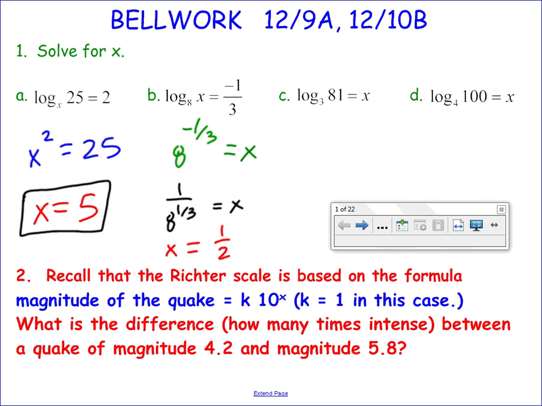Raise your hand if you had 1/2 for letter B. 1/2? Yes. Good job, you guys.